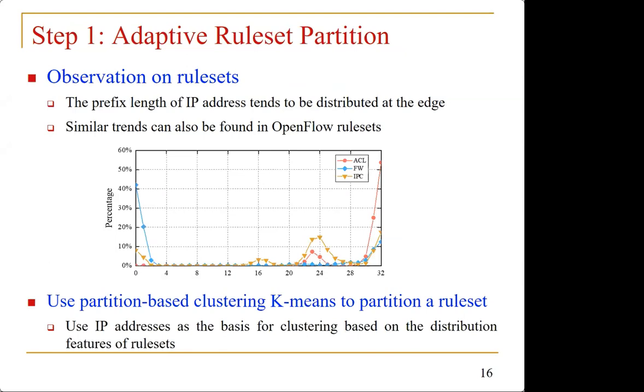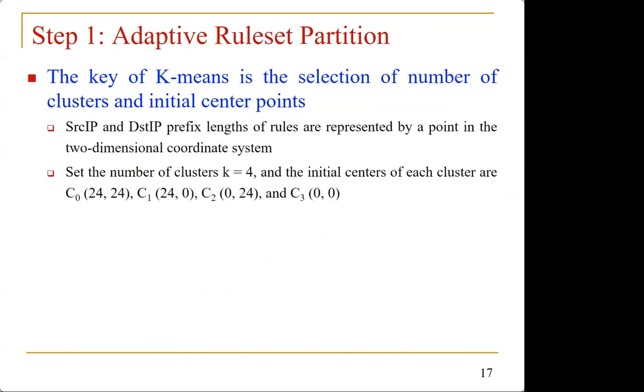Therefore, we use a partition-based clustering algorithm, k-means, to partition a ruleset because of its fast clustering speed and low time complexity, and the IP addresses are used as the basis for clustering. The key of k-means is the selection of the number of clusters and the initial central points. First, the source IP and the destination IP prefix lengths of rules are represented by a point in the two-dimensional coordinate system.